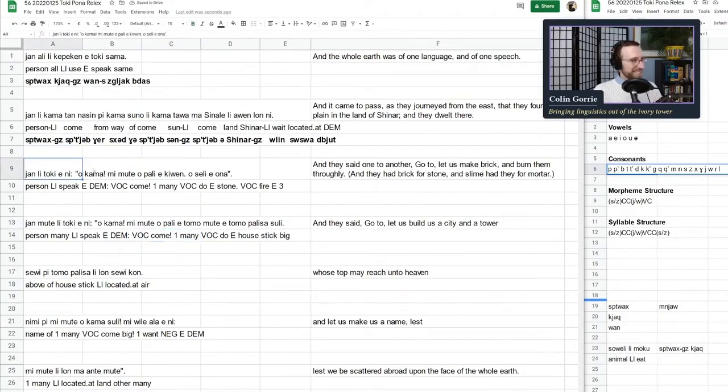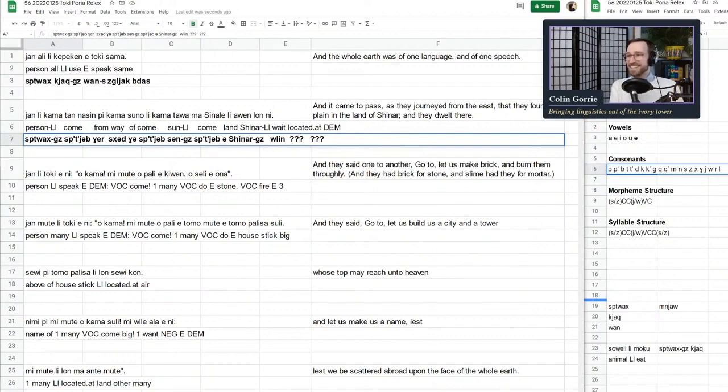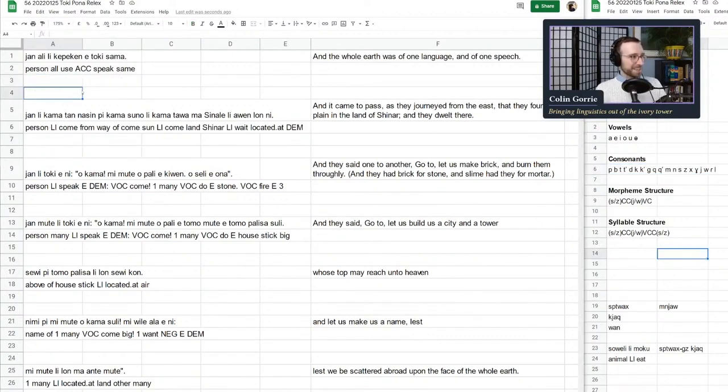So, the whole sentence: sptwags sptjub rer schud rer sptjub songs sptjub shinargs. I absolutely love this. Let's all take part in this absolute travesty.